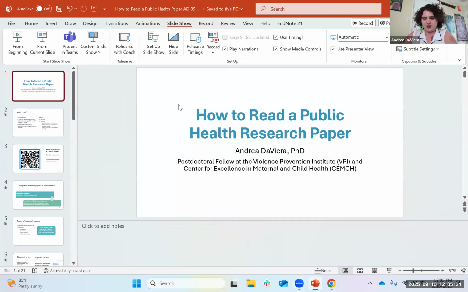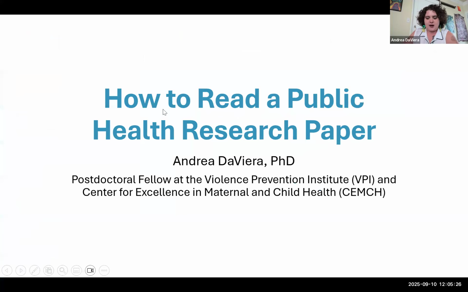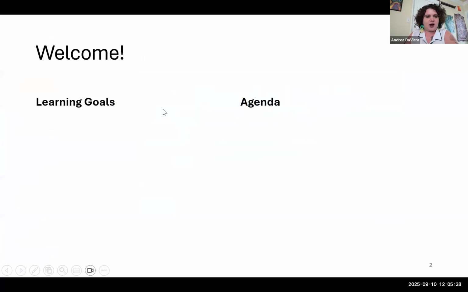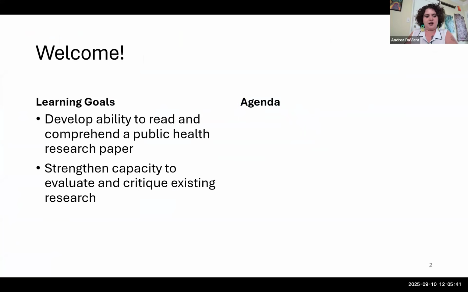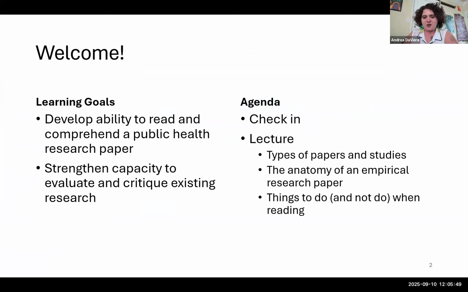There we go. Everyone can see that, I believe. So just a little bit of grounding of what this workshop will include. I'm really going to try to focus on helping us develop our abilities to read and comprehend public health research papers so that we can strengthen our capacity to evaluate papers and critique existing research literature. We're going to start with a check-in, and then we'll have something of a mini lecture that will go over these topics.